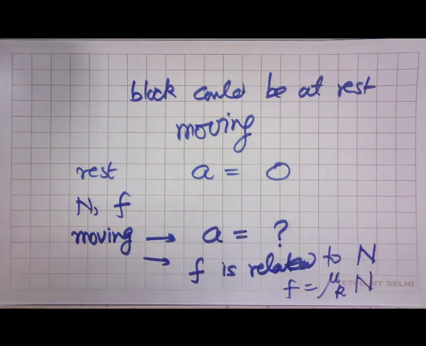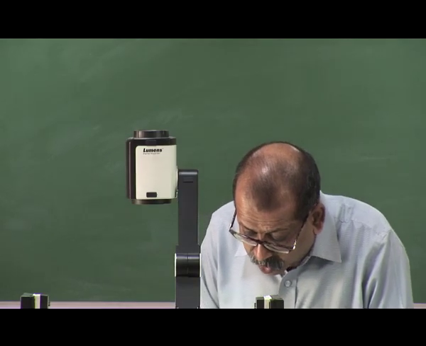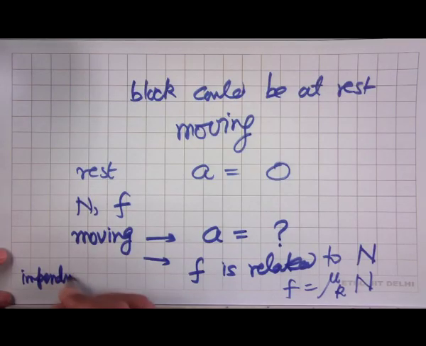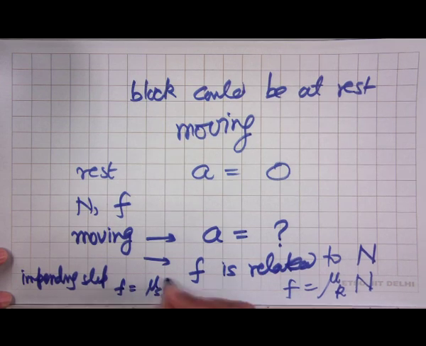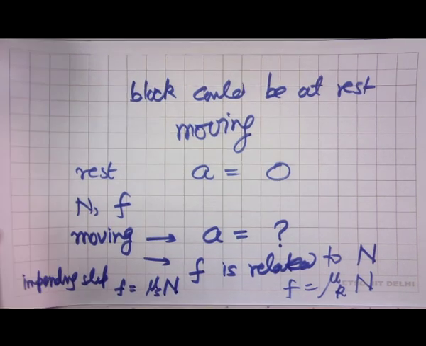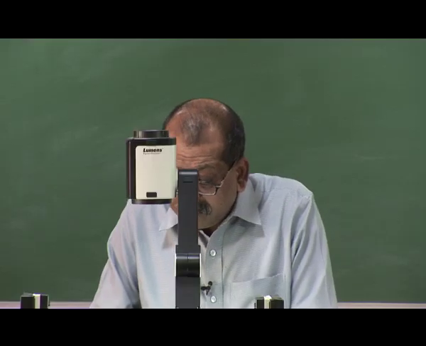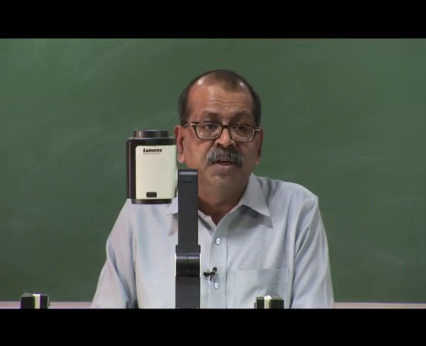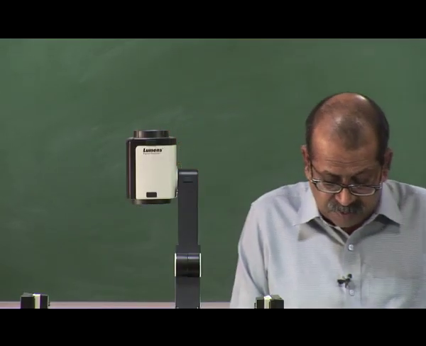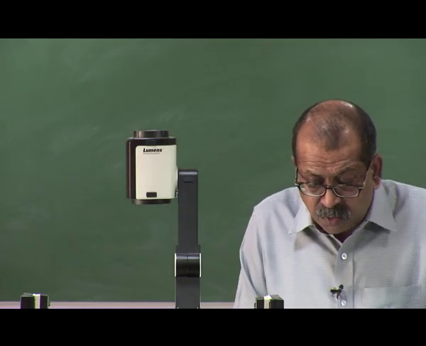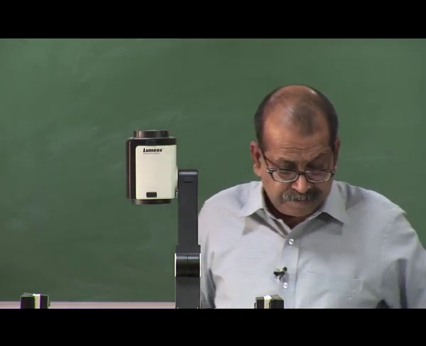In case the block is just about to slip, for impending slip, we will get F is equal to mu s N. So depending on what type of motion, friction is related to normal reaction, and then we work out the problems. So this is what we have to keep in mind.